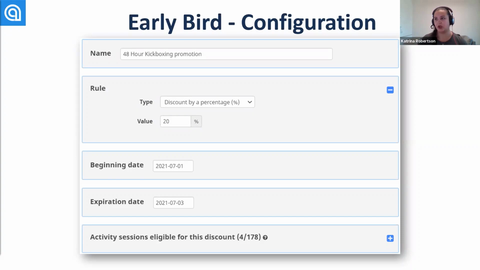So for example, I want to offer a 20% discount to my kickboxing classes. Apparently I love kickboxing, and it's only for 48 hours. So I need to make sure that if someone wants to sign up and get this discount, they need to sign up between July the 1st and July the 3rd.